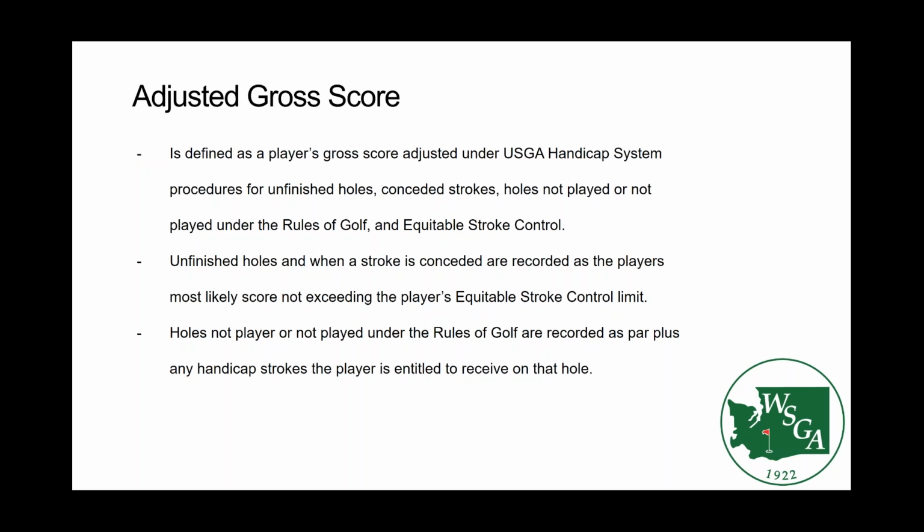The next portion of that is holes not played or not played under the rules of golf. To post a hole not played, you use a parameter called par plus. And what this means is that you will post a score that is equal to par plus any handicap strokes that you would get on that hole. Now to know this, you will need to know your course handicap, and then you would apply that to your holes and see how many you would get. For example, someone with a course handicap of 18 would have 1 stroke on every hole. So on a par 4, they would post a 5. On a par 5, they would post a 6.